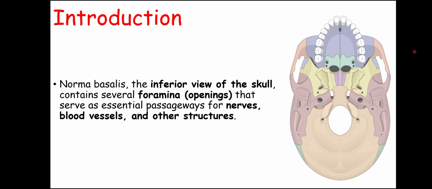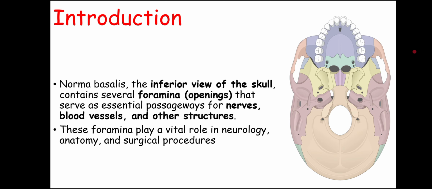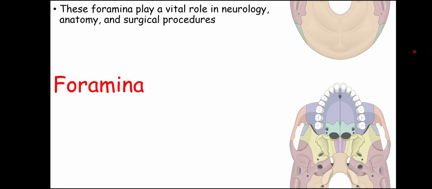Norma Basalis is the inferior view of the skull that contains several foramina, that are basically openings that serve as essential passageways for nerves, blood vessels and other structures. These foramina play a vital role in neurology, anatomy and surgical procedures.